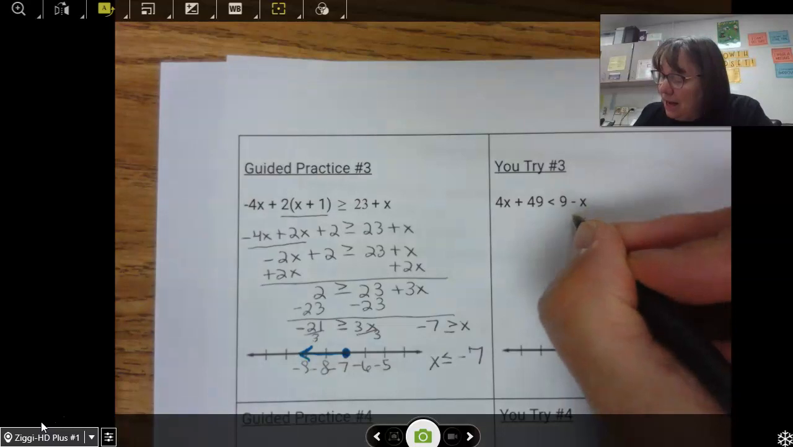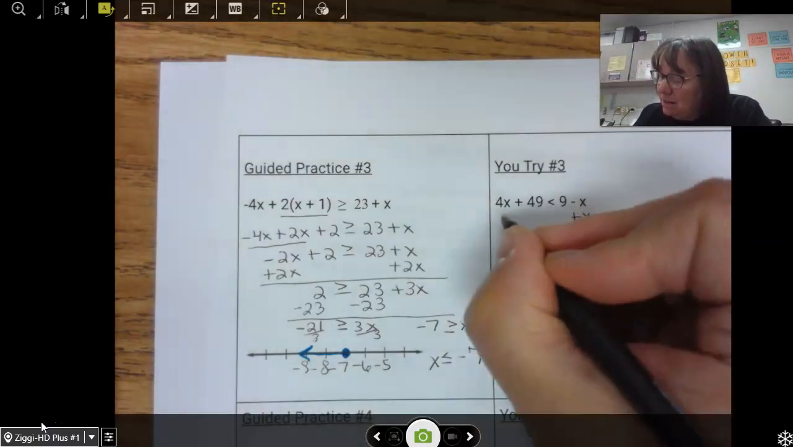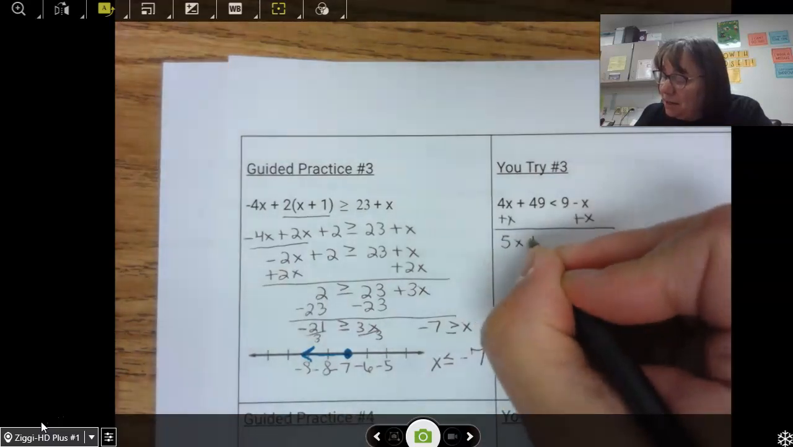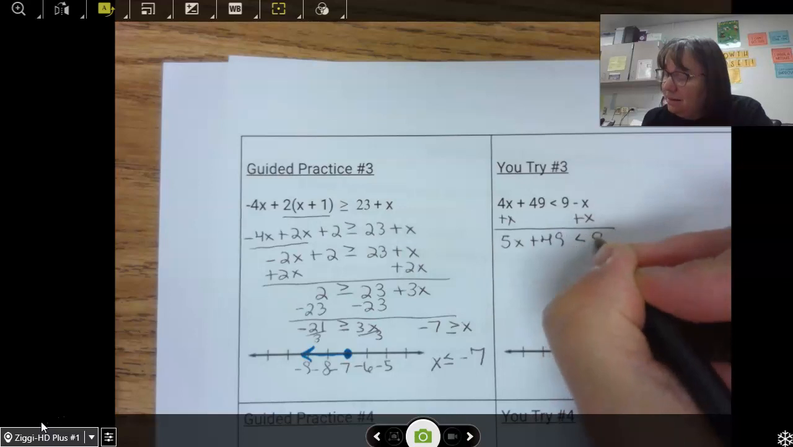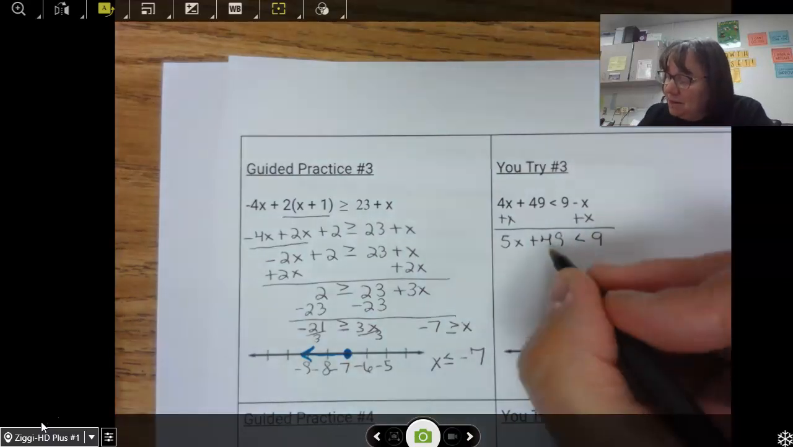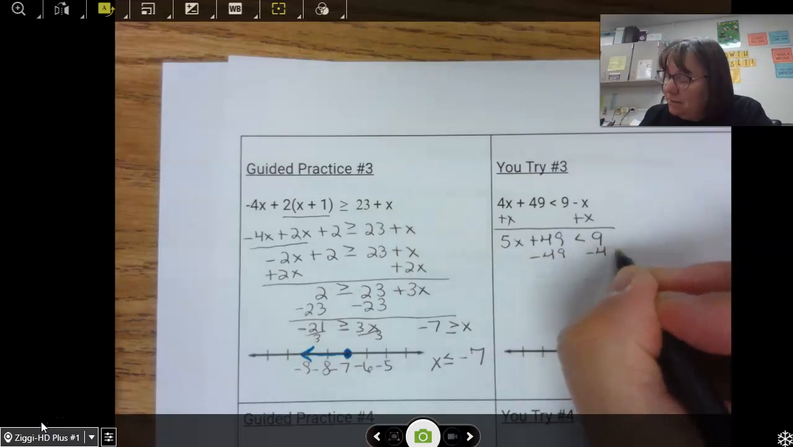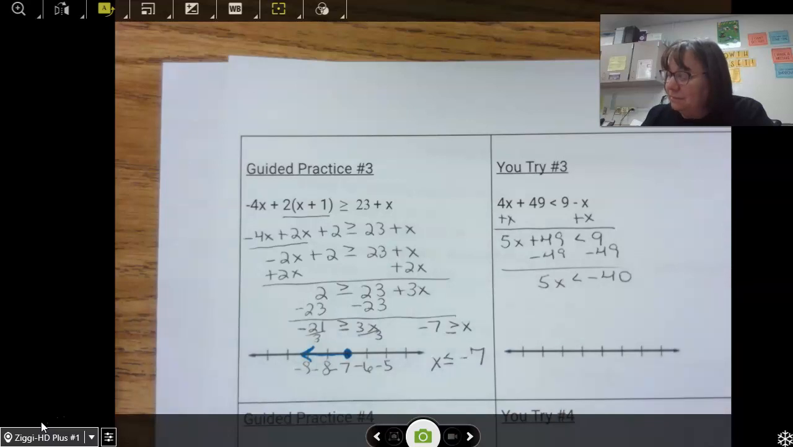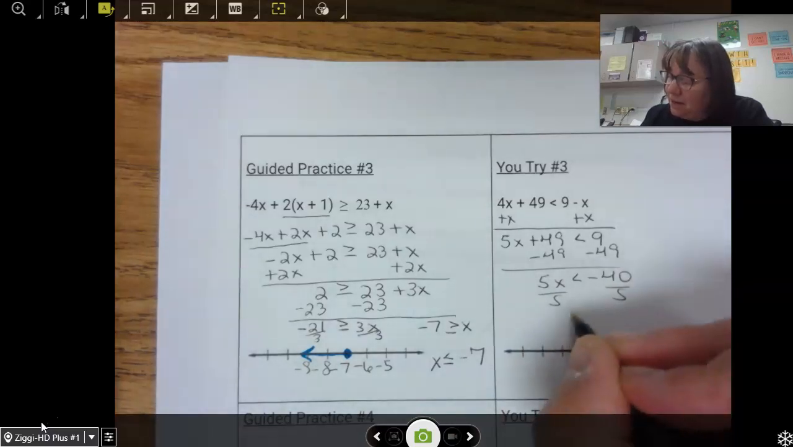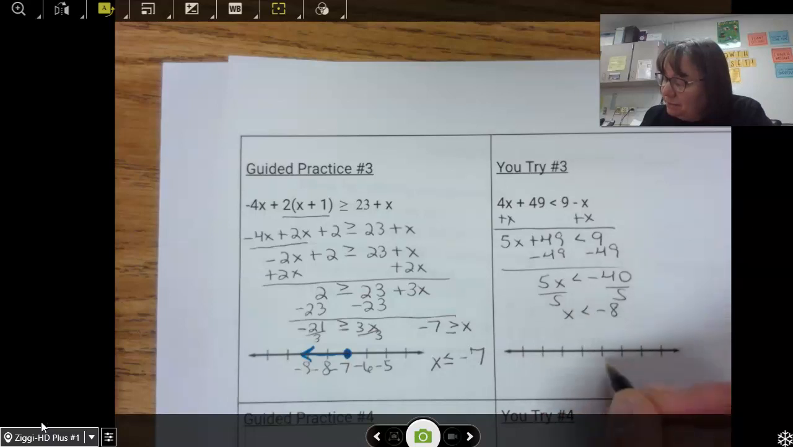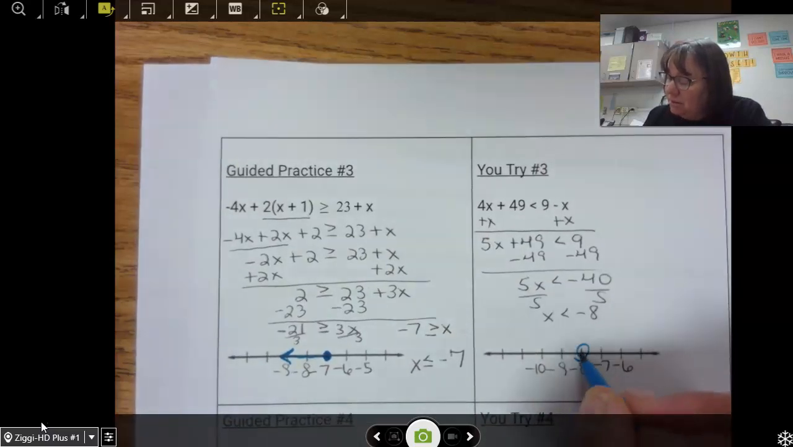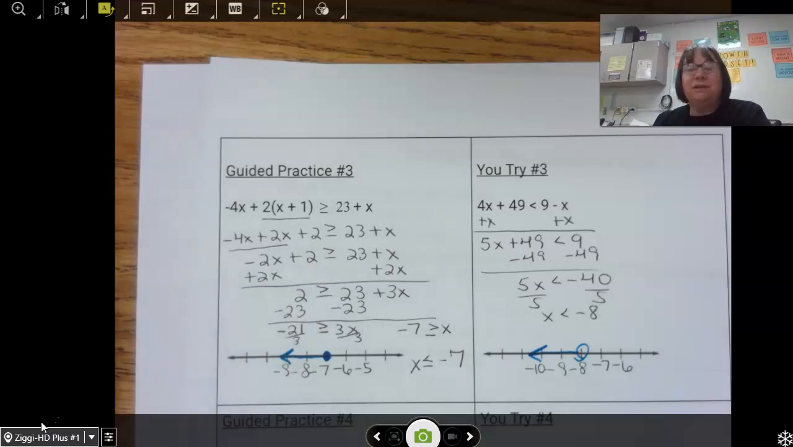Okay, so I'm going to add x to both sides to put my x's on the same side, and I have 5x plus 49 is less than 9. Now I'm going to subtract the 49. So I have 5x is less than -40. Divide by 5, and x is less than -8. Less than means I'm going to have an open circle. It's going to go to the left.